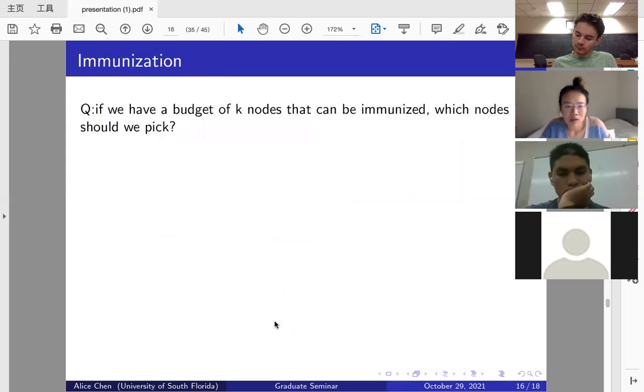Right. So regarding the applications of our models, we have something called immunization. The question is, if you have a budget of K nodes that can be immunized, which nodes should we pick? Okay, any idea?